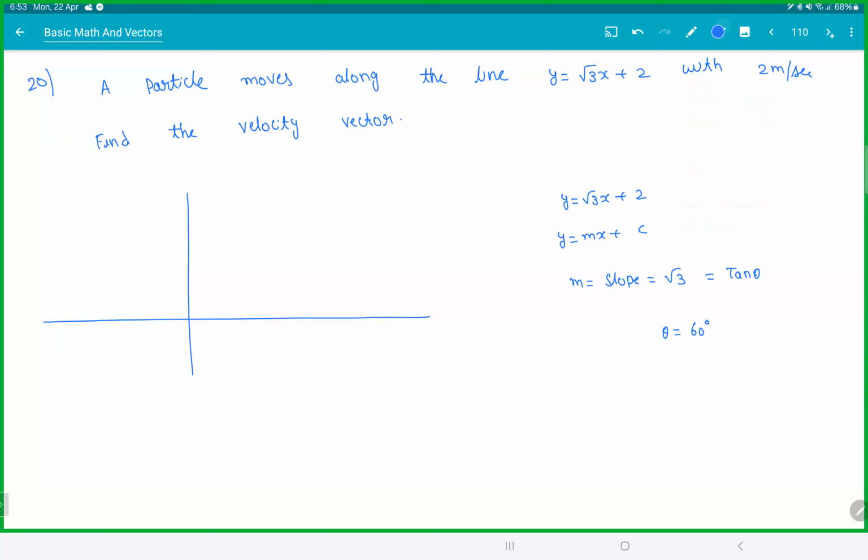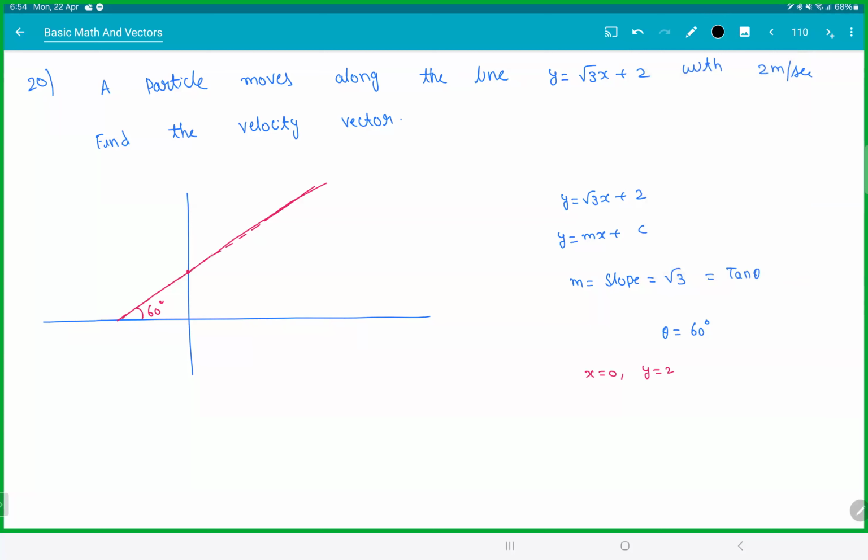How to draw the line? When x is equal to 0, what is y? y is equal to 2. So we want a point which is passing through 0, 2. This is the line, and this line is making 60 degrees.